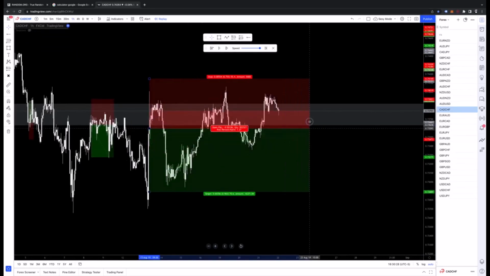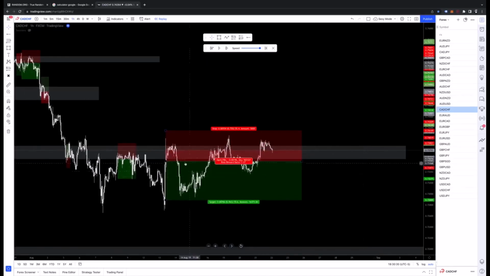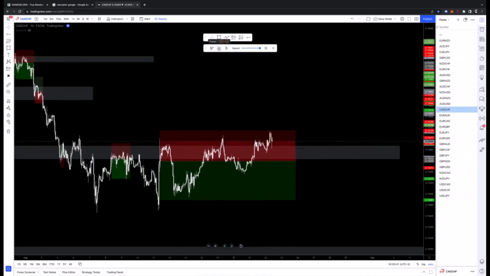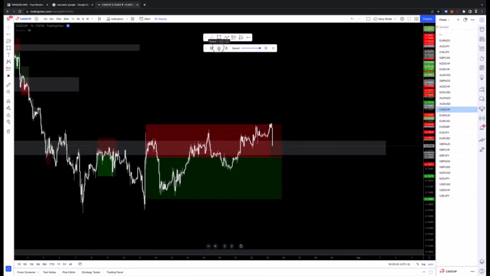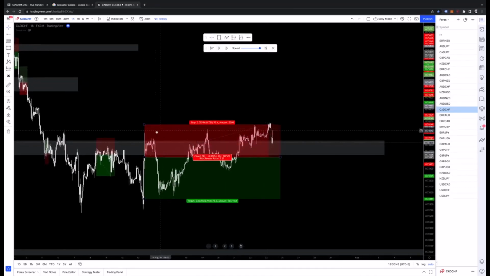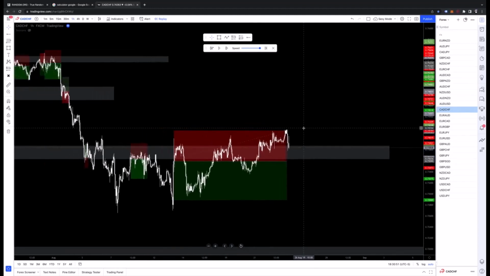So yeah, this is a trade where you'd be in for quite some time. Almost hit the target there. That's really frustrating. Comes back, goes back and forth around the entry and stops out. So this is after August 13th, August 23rd. This is a 10-day trade.